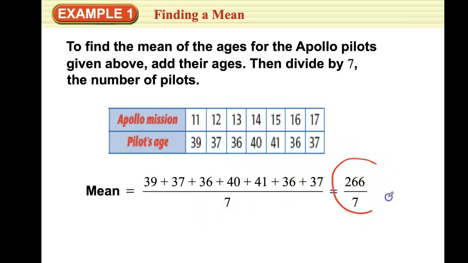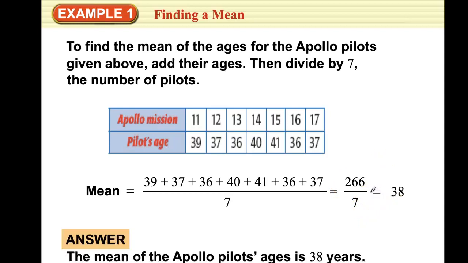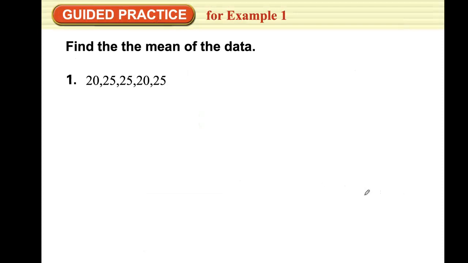So this looks like a fraction, but remember, fractions are division. And you would get 38. So the mean of Apollo pilots' ages is 38 years. Let's look at some other examples.